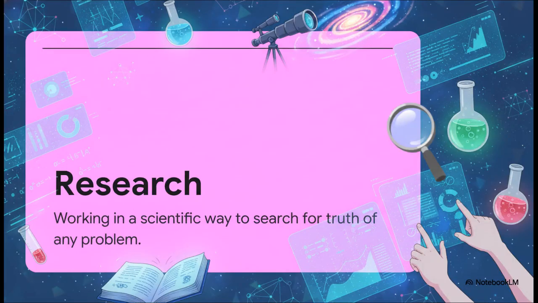Before we can analyze data or solve these complex business problems, we really need to agree on what we're actually doing. According to the source material, the primary definition of research isn't just finding a solution. It is defined as working in a scientific way to search for truth of any problem. That word, scientific, is the absolute anchor here. It means we are rigorous, we are objective, and we are following a structured process to get our answers.